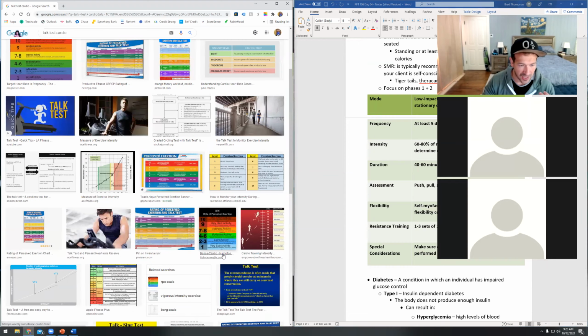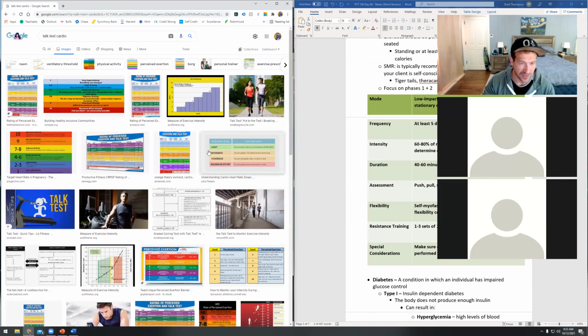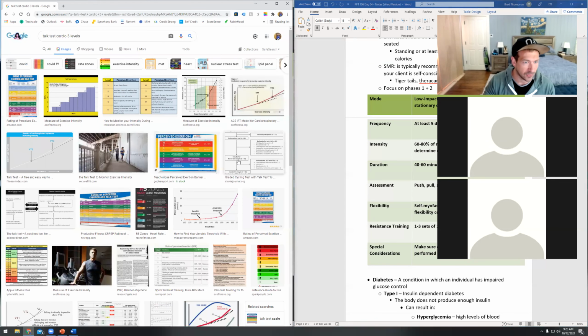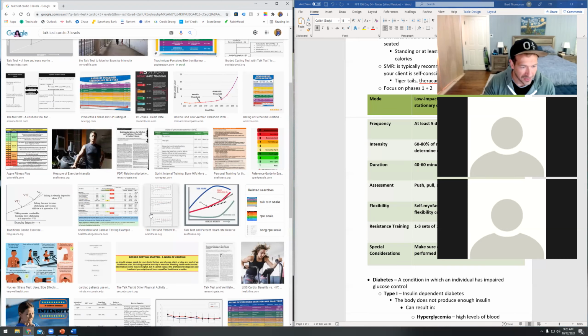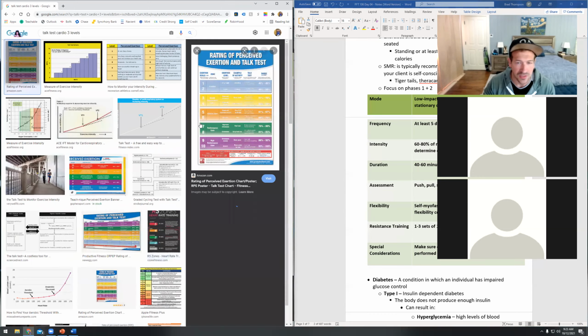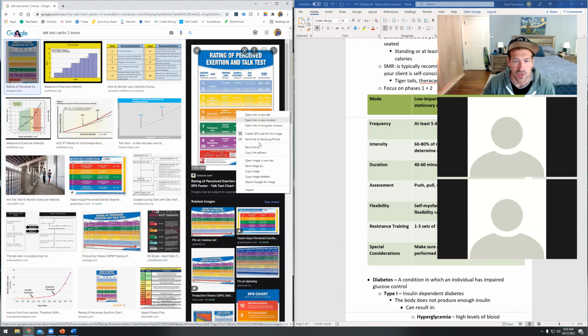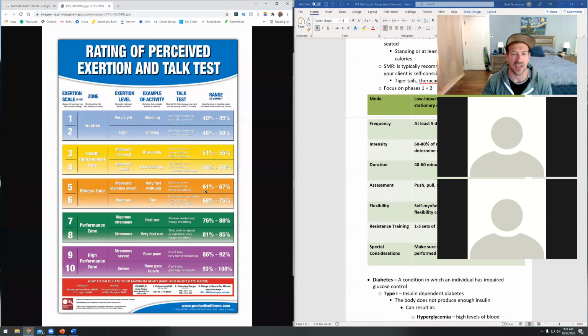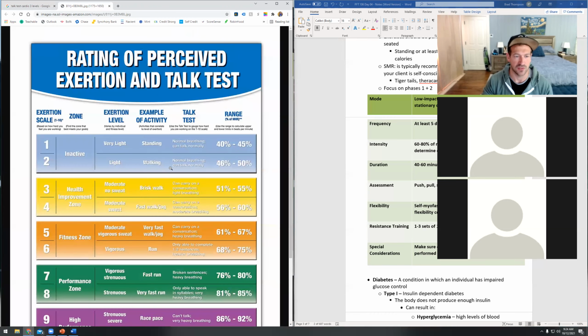So basically, these are very, very complicated talk tests. 3 levels. I just want the 3-level version. No, I don't want the 5-level version. Ugh, fine. All right. So here's, that's not even it. There we go.